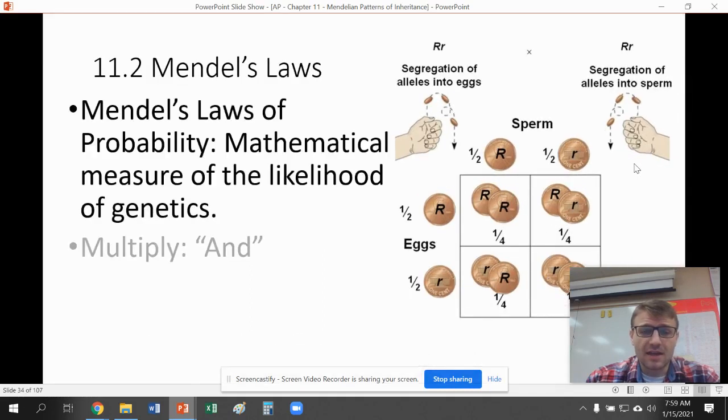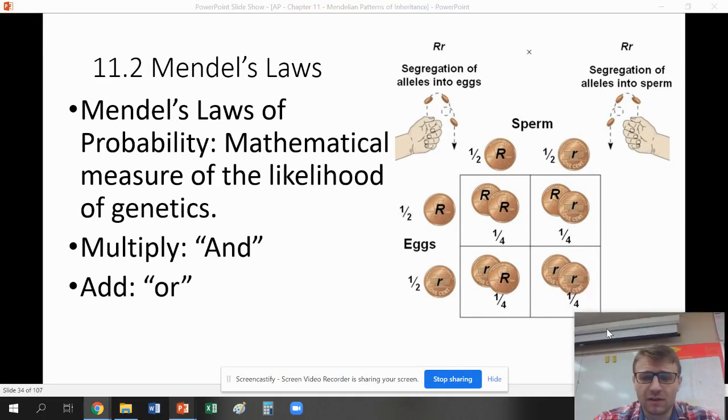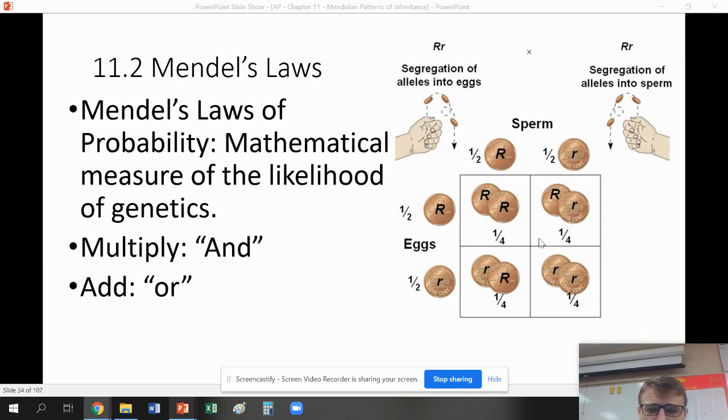So we're going to take that kind of thought and apply it to Mendel's laws. With Mendel's laws, we're going to see that there is a mathematical likelihood, again like flipping a coin or rolling a die. And if you multiply those together, we can stop doing dihybrid crosses. Let me show you what I mean.